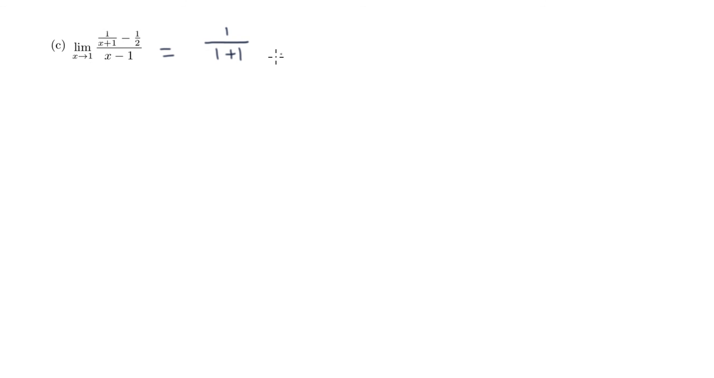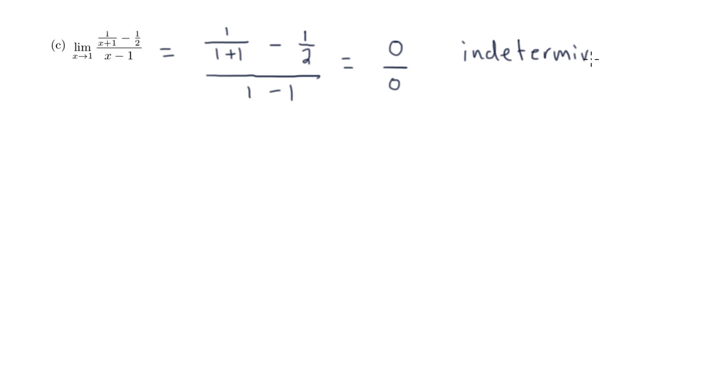We get 1 over 1 plus 1 minus 1/2, divided by 1 minus 1. And as we feared, we get 0 over 0, which is an indeterminate form. So, like we've said before, this limit is not able to be determined in its current form. So we need to do more work.